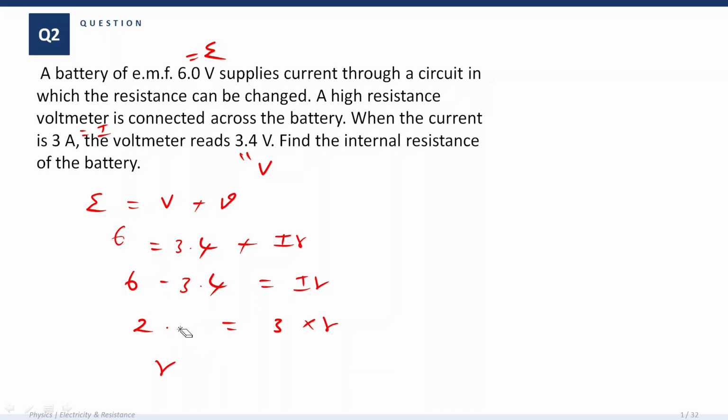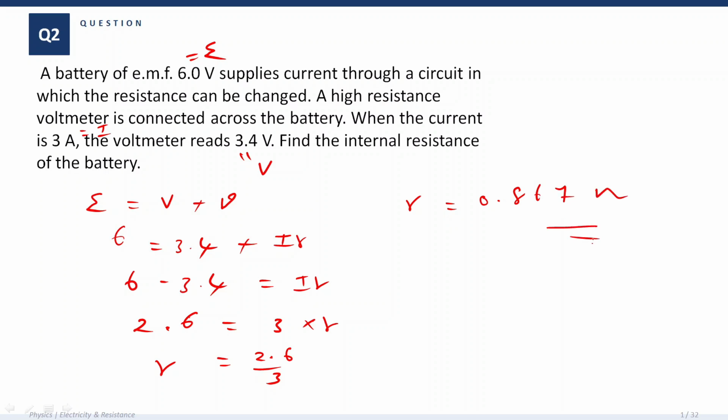Then r equal to 2.6 by 3. Divide 2.6 by 3, what will you get? 2.6 divided by 3, you will get 0.867. So r equal to 0.867 ohms. This is the internal resistance.